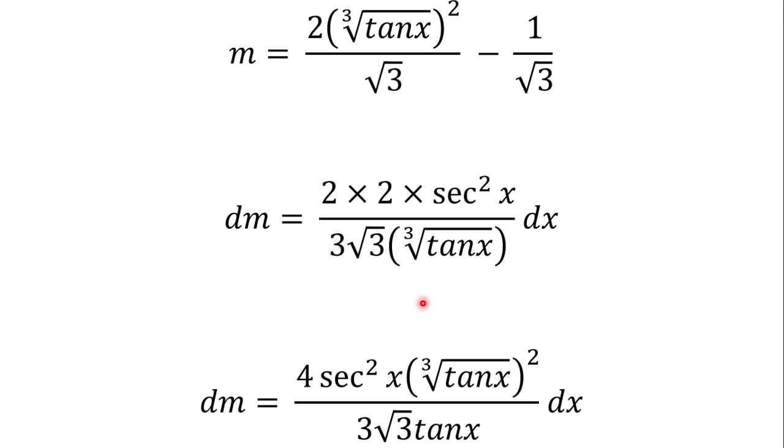cube root of tangent x to the power 2, and also multiply this one by cube root of tangent x to the power 2. Now when we do that, cube root of tangent x times cube root of tangent x to the power 2 gives us what? Cube root of tangent x to the power 3. And since the power has become 3 and the value of the cube is also 3, it just cancels out and gives us what? Tangent. That is why you are seeing this tangent here.